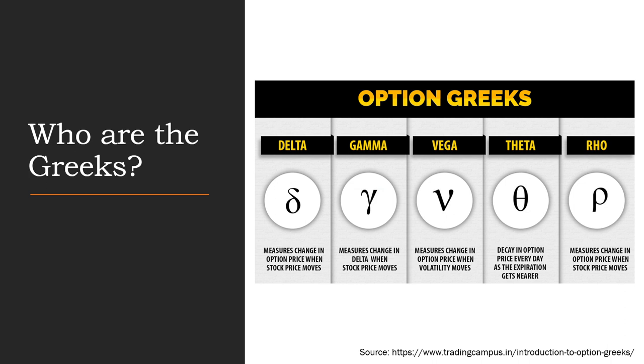So now we're going for who are the Greeks? What are the option Greeks? You might have heard of these before, but basically they're the variables that determine the value an option contract has. So when you see an options contract in your broker, they should be able to tell you what each of these variables are: delta, gamma, vega, theta, and rho.